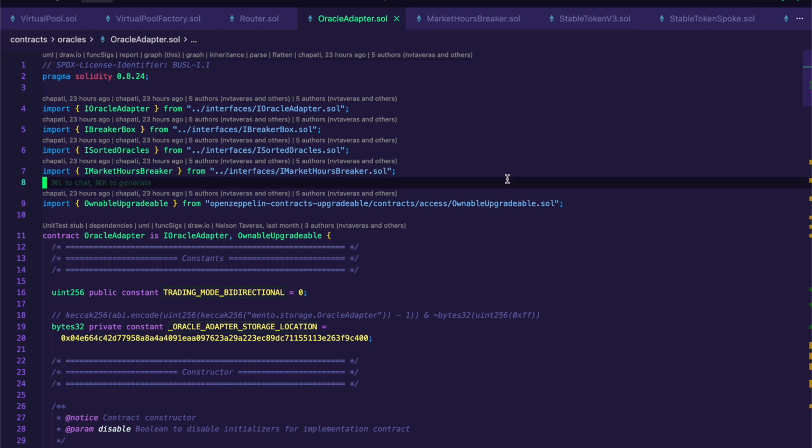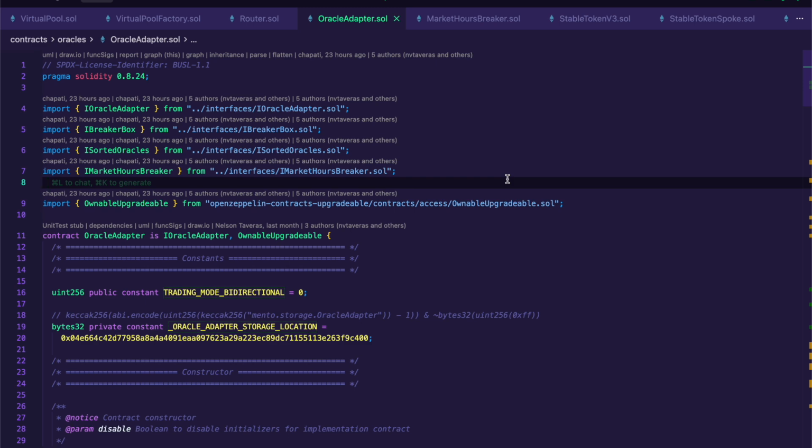All right, the next contract we're going to take a look at is the Oracle adapter. This is the central place for Oracle-related information in Mento v3. It aggregates both price data from sorted oracles, which is a v2 contract, as well as circuit breaker data and market condition data from the breaker box, which is also from Mento v2.